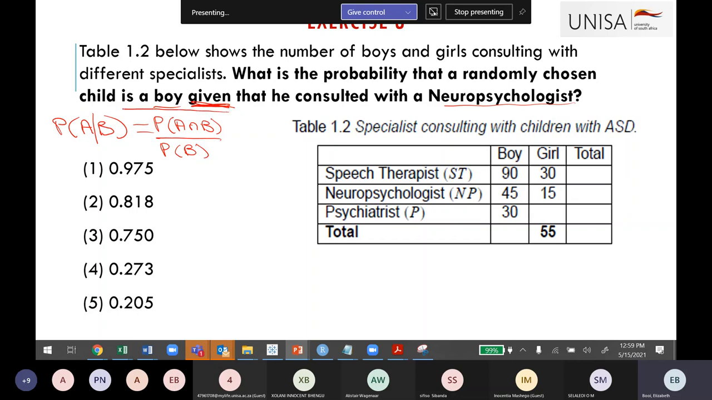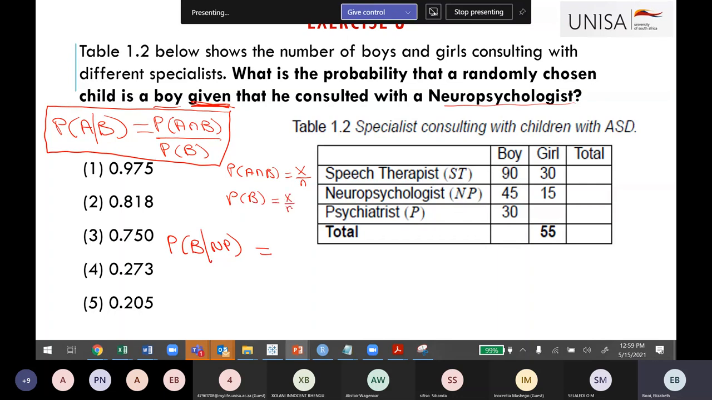So knowing this formula, try and rewrite your formula based on this. The probability of A, probability of a boy, given B, which is neuropsychologist, and then complete the whole equation. The probability of a boy, given they visited or consulted with a neuropsychologist. And remember also, the probability of A and B is given by X divided by N. The probability of B is given by the number of outcomes satisfying the event divided by N. So you always need to remember to divide by your N.